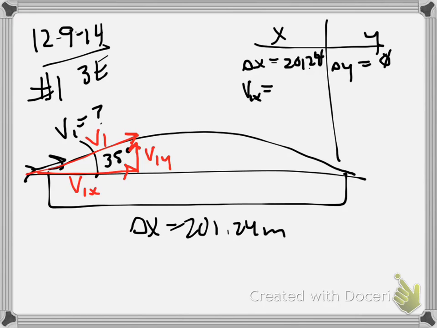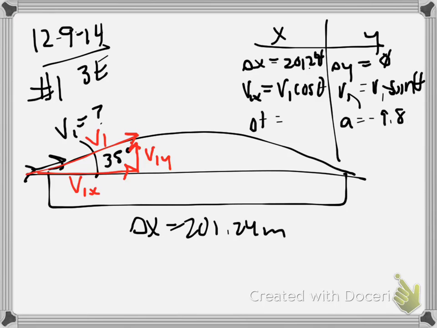You can assume pretty safely that there's a 0 Y displacement here. Okay, so VIX is going to be VI times cosine theta. VIY is VI sine theta. Okay. We know we have some delta t. We don't know what. What else do we have here? We have acceleration on the y-axis, negative 9.81 meters per second squared. Okay. So what we need to do is create an expression for VI. Let's start plugging things in.